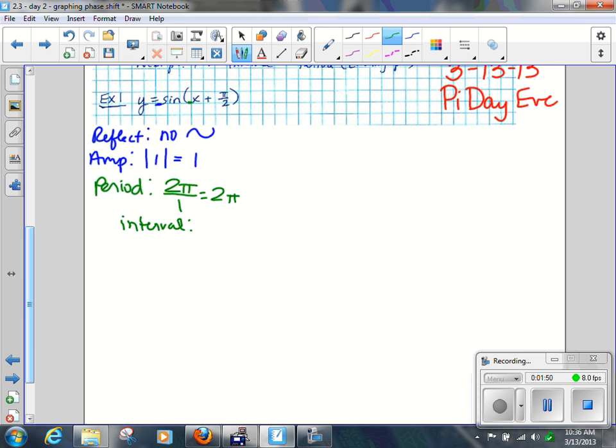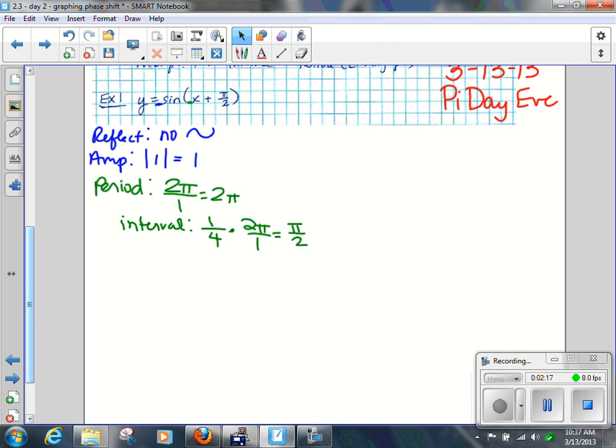Interval. How do I find the interval? Times what by 1/4? Wonder if that's why we put it under the period. Yes. 1/4 of 2 pi. And then we figured this yesterday. 2 pi over 4 is actually just pi over 2, correct? That provides us with our interval.